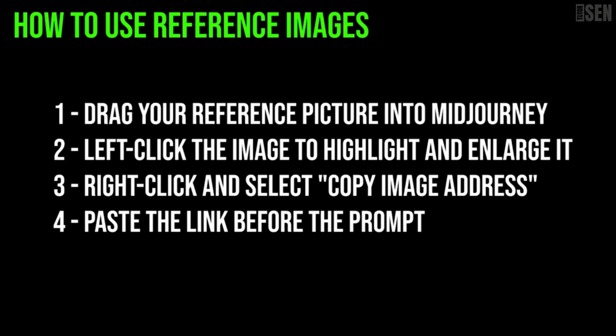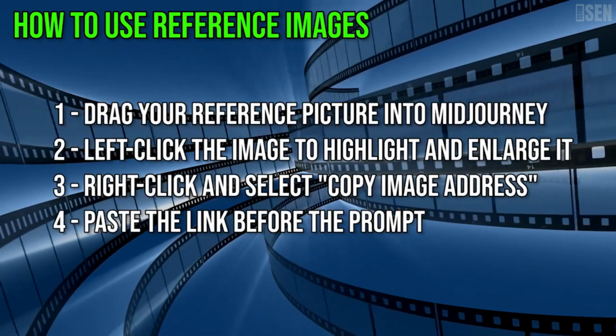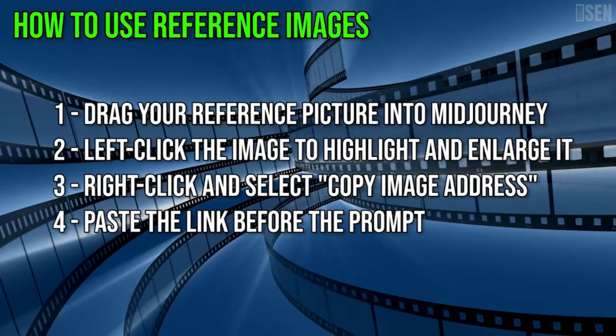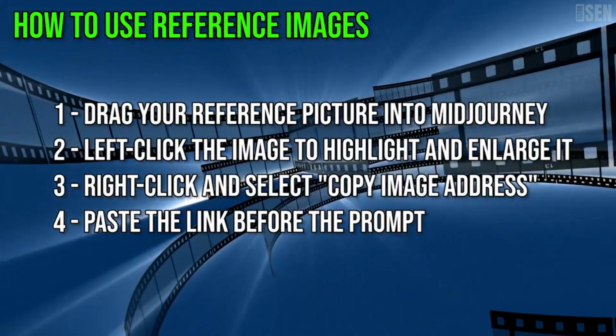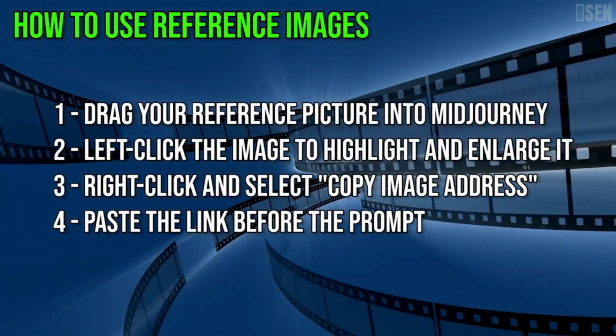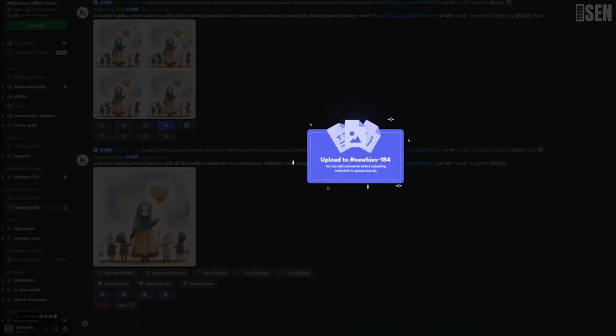You can first drag your picture into Midjourney. Second, left-click on the image to highlight it and enlarge it. Third, right-click the enlarged image and select the copy image address. And fourth, paste the link before your prompt, which will often be a description of the picture as well as other words that give additional details such as styles, themes, perspectives, and artists. So let's do this together, shall we?